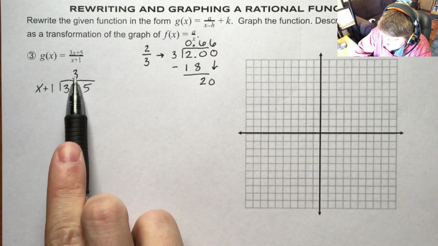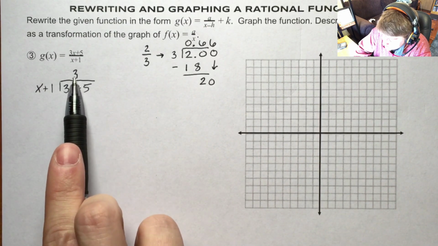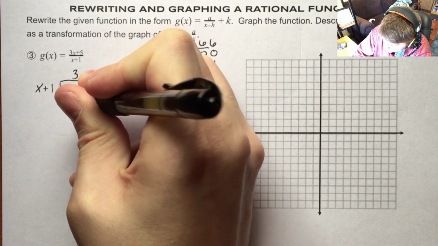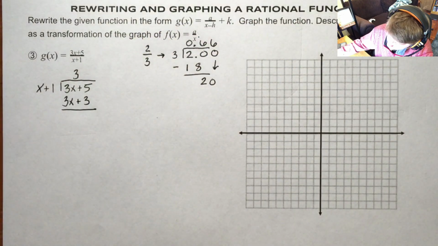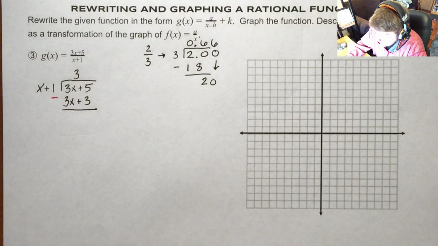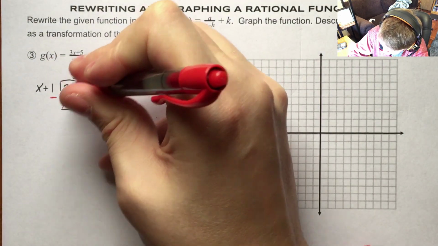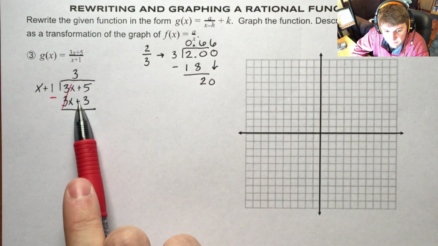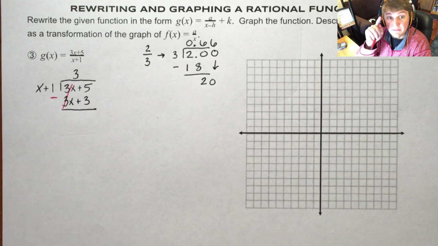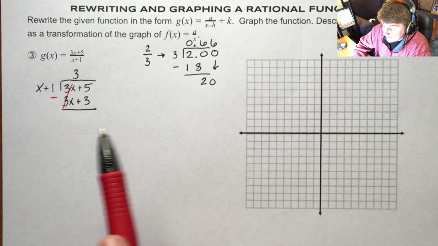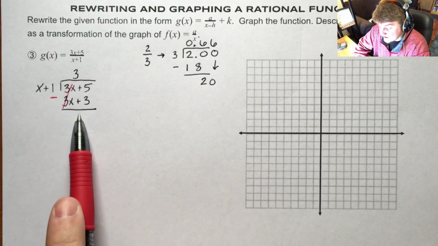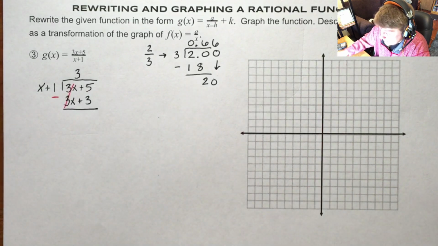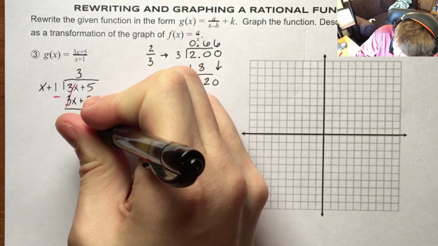Once you get that, you're just going to multiply 3 times x plus 1, and you're going to put it here. So 3 times x is 3x, and 3 times 1 is 3. And then what you're doing here is you're going to subtract. So the 3x's cancel each other out, which is what we want. Then here you've got to be careful. This is not 5 plus 3. It's 5 minus 3. This becomes very tricky when you have a negative number here, because it would be like 5 minus negative 3. But here you just need to know positive 5 minus positive 3 is how I would read this. And I get a remainder of 2.